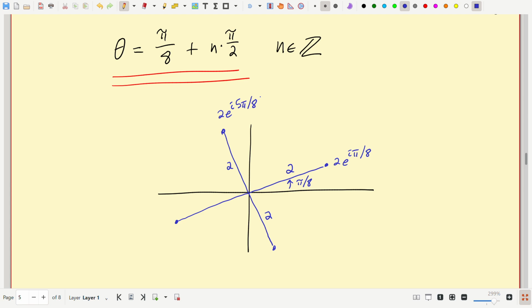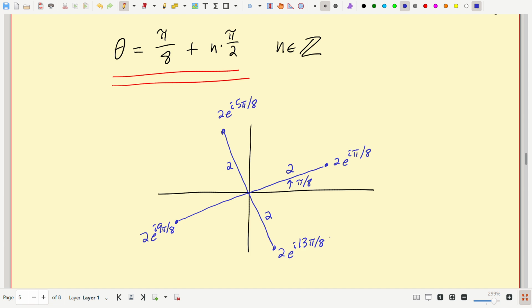The next one would be pi over 2 more. That would be 9 pi over 8. And so I'm adding 4 every time. This would be 2 times e to the i 13 pi over 8. And the next time it would repeat. So I'd go around and around and only hit those 4 points.